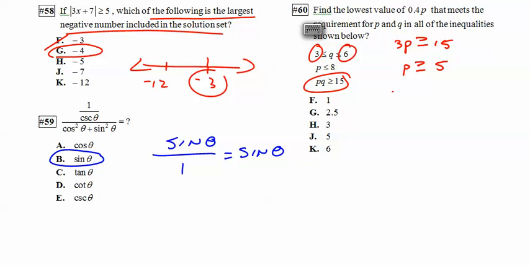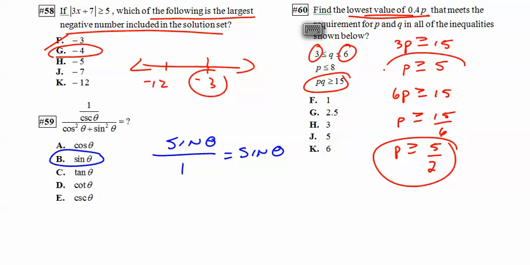If Q is 6, we get 6p greater than or equal to 15. P is greater than or equal to 15 over 6, also known as 5/2. So what are we looking for? We're looking for the lowest value of P. Oh, we got to multiply 0.4 just to make it a little bit crazier. Which one's lower? This one or this one? This is lower. It's greater than or equal to 5/2, so it's okay with that requirement. So we just take it, multiply by 0.4. 5/2 times 0.4 is 1.